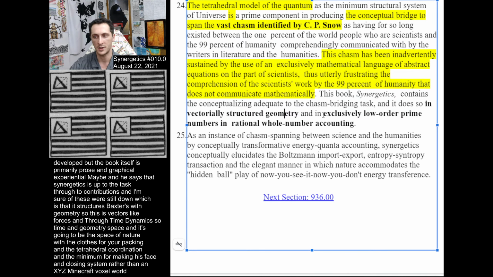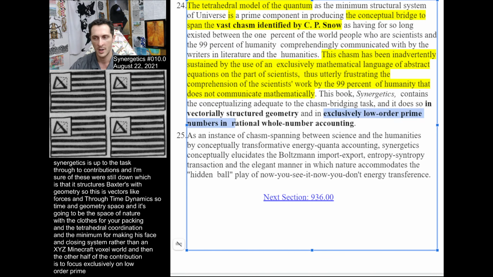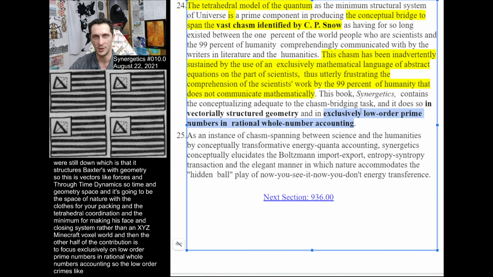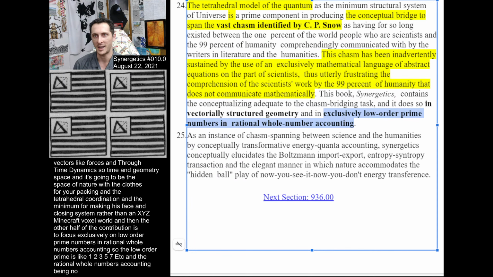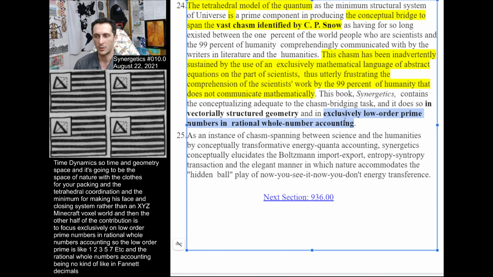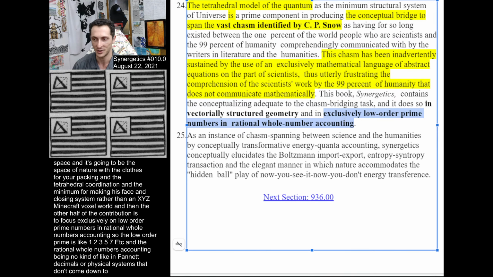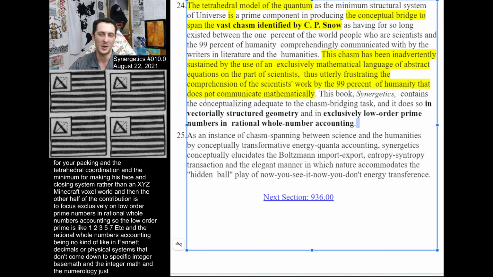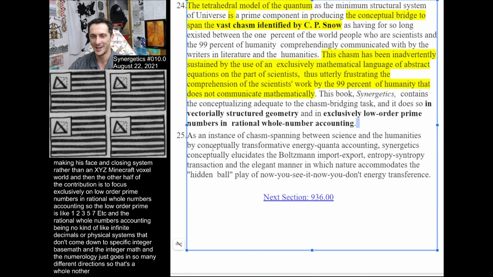And then the other half of the contribution is to focus exclusively on low order prime numbers in rational whole number accounting. So the low order primes like 1, 2, 3, 5, 7, etc. And the rational whole number accounting being no infinite decimals or physical systems that don't come down to specific integer-based math. And the integer math and the numerology just goes in so many different directions. So that's a whole other direction.